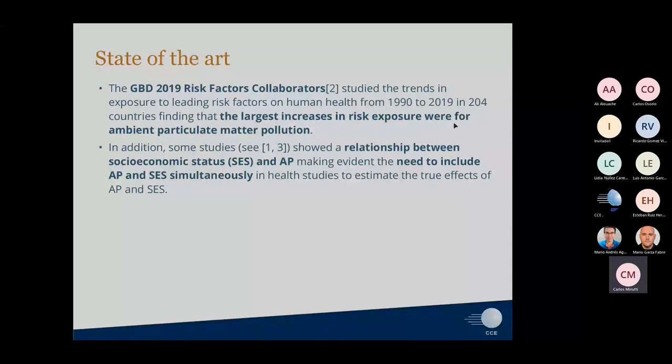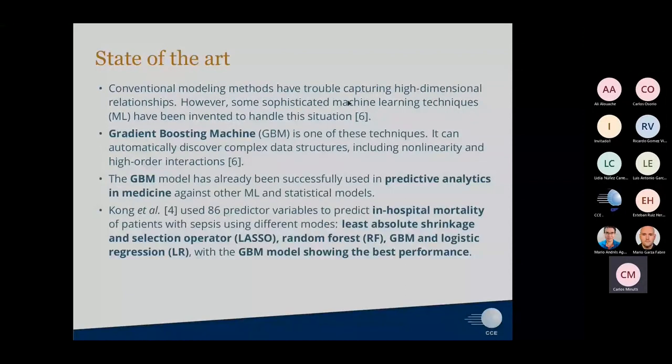In addition, some studies show the relationship between socioeconomic status and air pollution, making evident the need to include air pollution and stress simultaneously in order to study human health. Conventional modeling methods have had trouble capturing this high dimensional relationship, as I already said. So gradient boosting machines are one of the techniques that can be useful and successful with this kind of relationship.